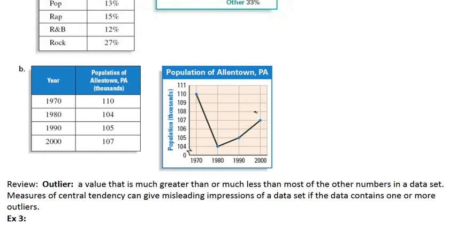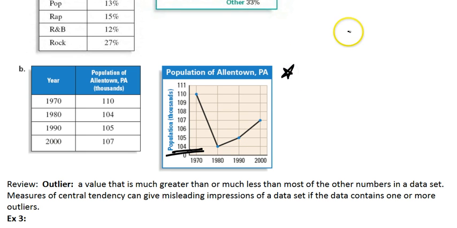All right, now look at what's going on here. This graph makes it look like there was a huge decrease between 1970 and 1980, but it's actually only a decrease of 6,000 people, which is very small considering that the total population is 104,000. So losing 6,000 people actually isn't that big. Because they made this broken scale right here, they made it look like it was a big decrease.